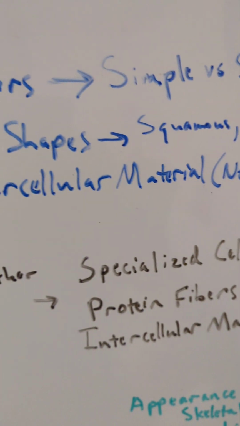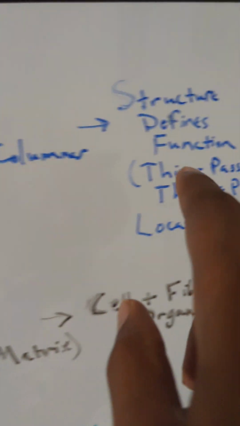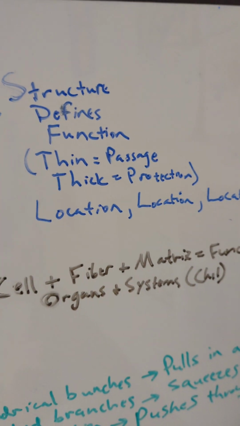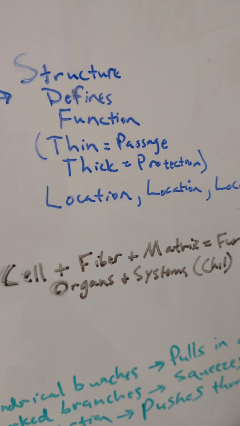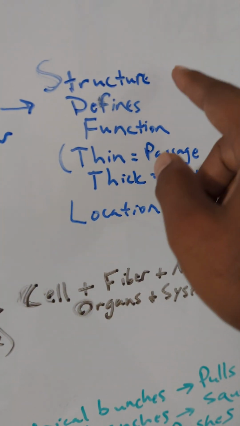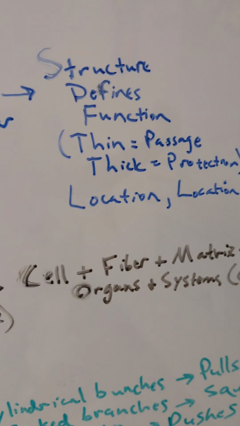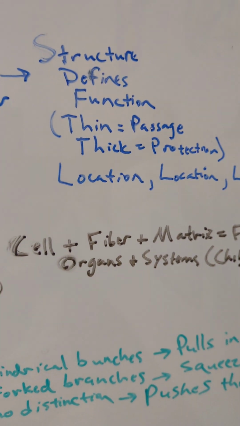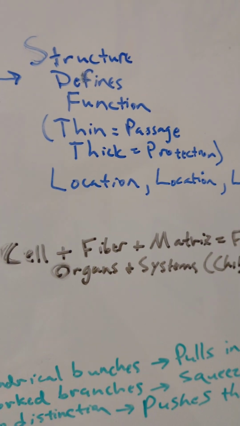Now, the thing that you need to take from this is this point right here. Structure defines function. I cannot tell you how important this is to remember throughout your journey in anatomy and physiology. Structure defines function. When you look at the way something is shaped, when you look at the way something is layered, when you look at the way something is positioned in the body, its structure is going to tell you a lot about what it does.